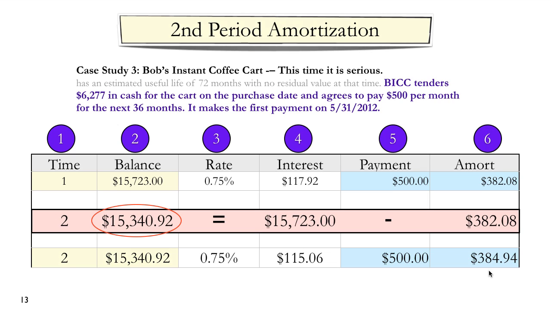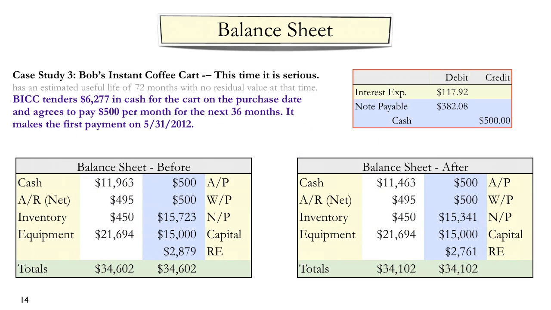note payable. Remember, the amortization of the note payable being a debit will reduce the liability, notes payable. So on the balance sheet, we can see that notes payable goes from an opening balance of $15,723 to a closing balance of $15,341.